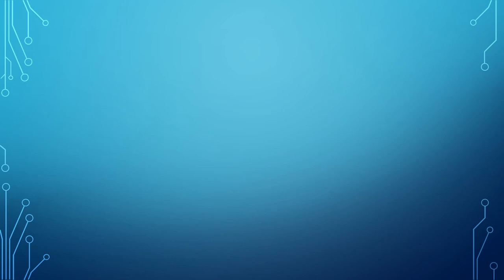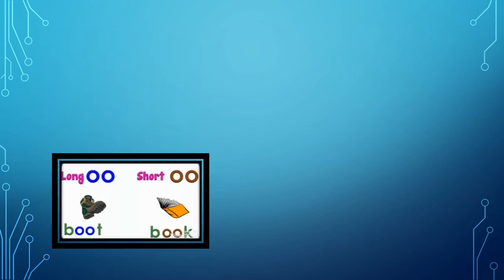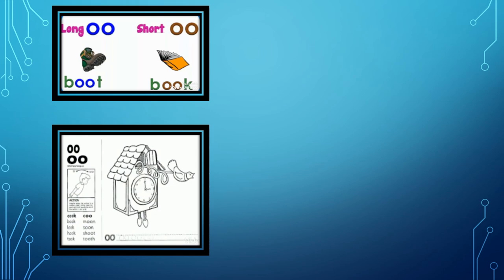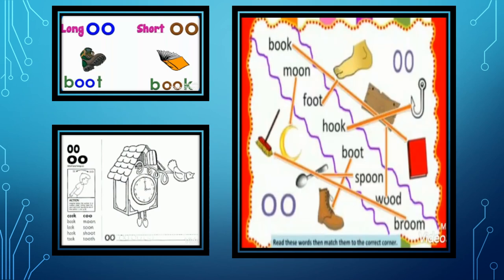The fifth sound of Group 5 is oo and oo, long oo and short oo. The sound for long oo is oo, boot. The sound for short oo is oo, book. Now, let us read the words with the sound oo, long oo and short oo. The first word is book, where the sound oo is a short sound.